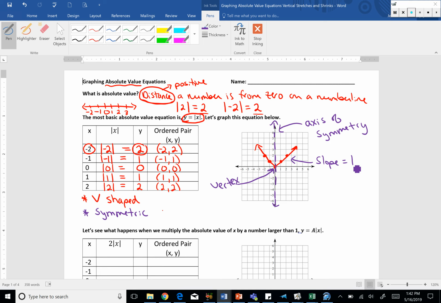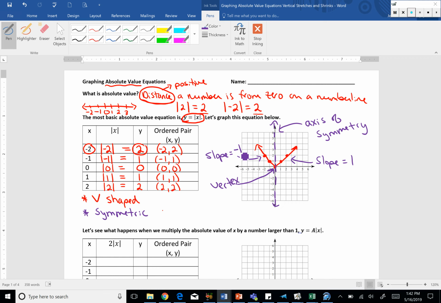Now, if I check out the other side, what do you think the slope on the other side is going to be? Negative 1. It's just going in the other direction.